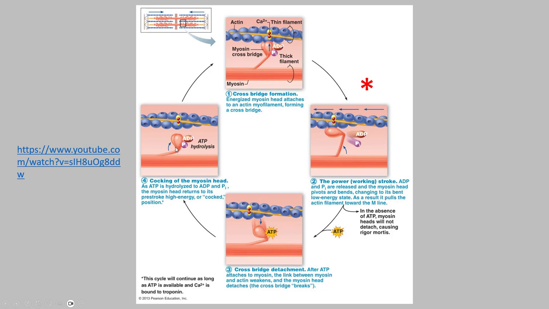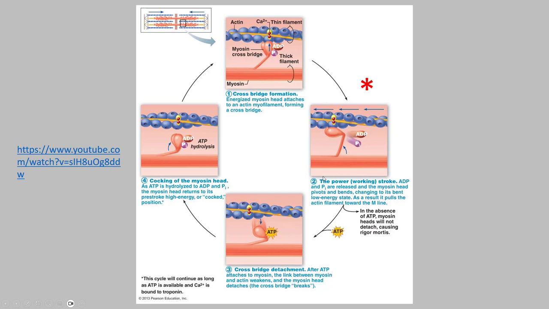And as long as there is still calcium in the cell, that means the binding sites, or the active sites on actin, are still available, we go through this again and again and again. One single cross bridge cycle does not visibly or noticeably shorten the muscle.